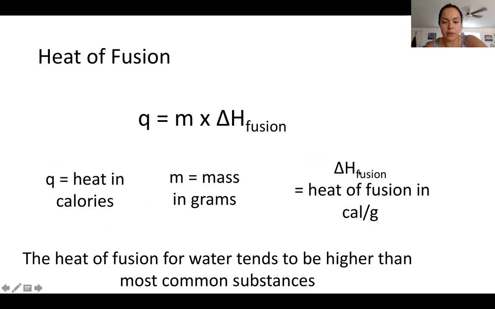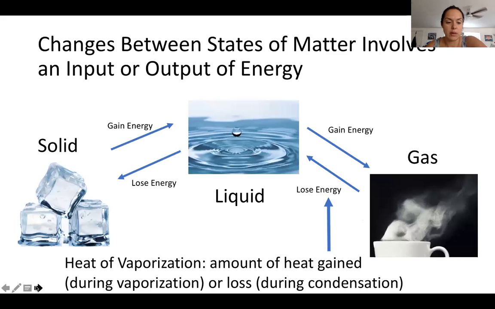So the heat of fusion for water tends to be higher than most common substances. That is true. Okay, now in going between liquid and gas, the amount of heat gained either during vaporization or boiling, or the amount of heat lost during condensation is given by that heat of vaporization value.